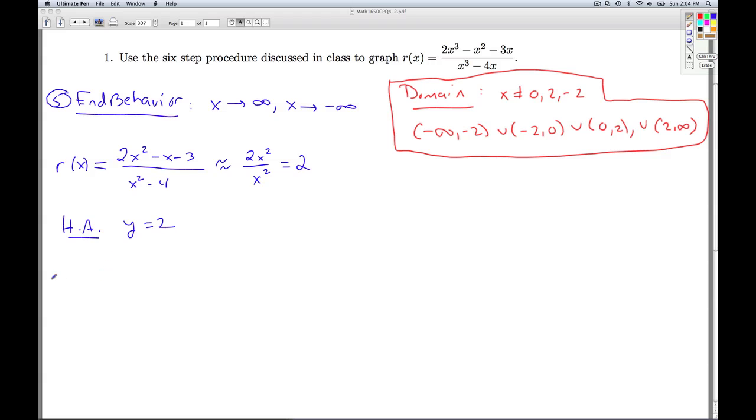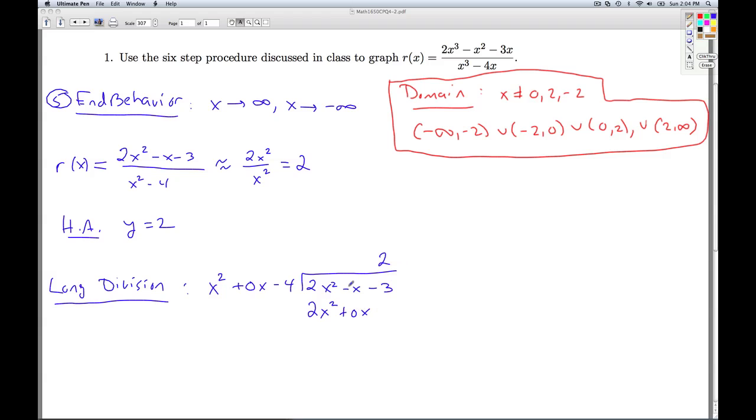So to do that, we're going to use long division. Since the degree of the numerator is the same as the degree of the denominator, I can rewrite this as sort of an algebraic mixed number, if you will. And to do that, I need to do the long division. x squared plus 0x minus 4, which is the denominator, divided into the numerator, 2x squared minus x minus 3. So I multiply what times x squared gives me 2x squared. The answer is 2. So I get 2x squared plus 0x minus 8, and then I subtract.